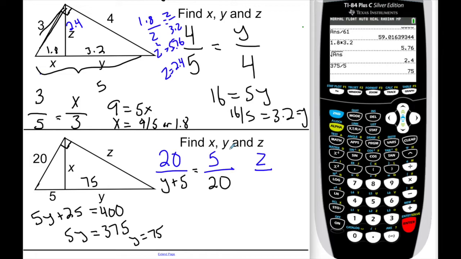But see how the situation has changed? I'm not introducing a new variable anymore because I know what y is. So I don't have to pretend it's y plus 5. I know it's 75 plus 5. In other words, 80. Right? And then it's hypotenuse to hypotenuse. Now, 75, I know that's y, right? It is the leg. And z is the leg of everything.